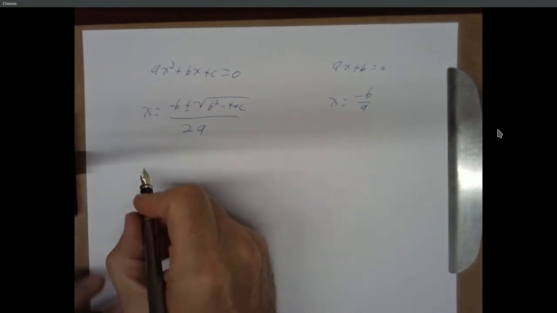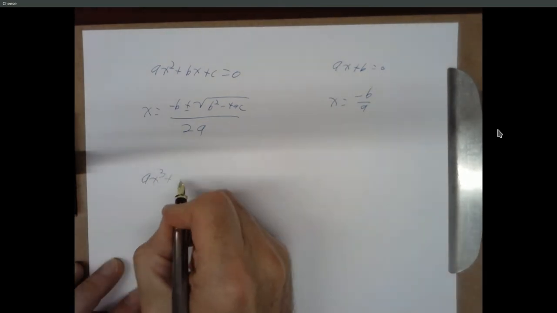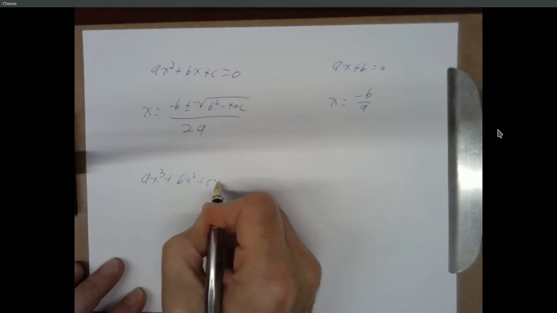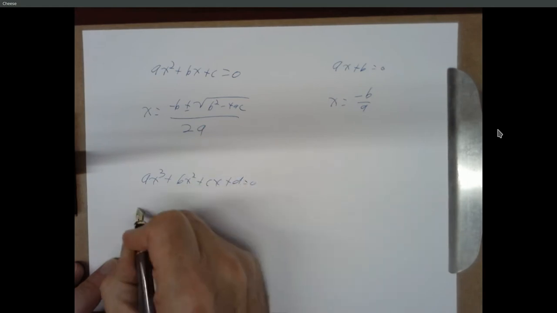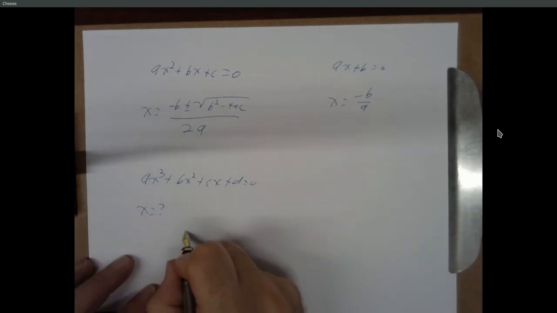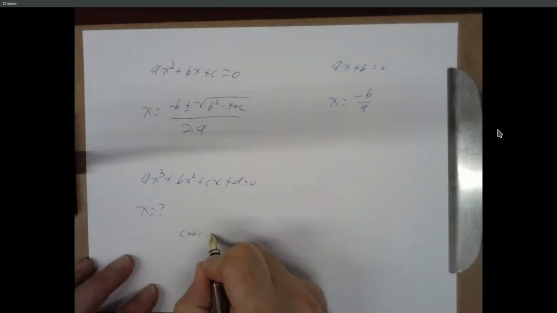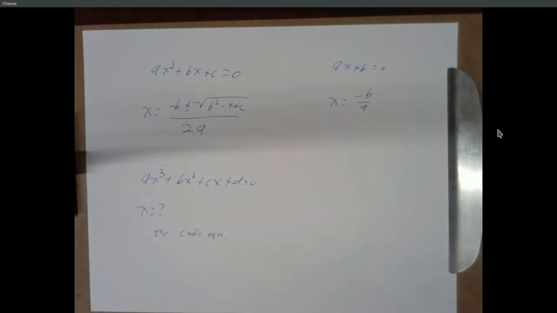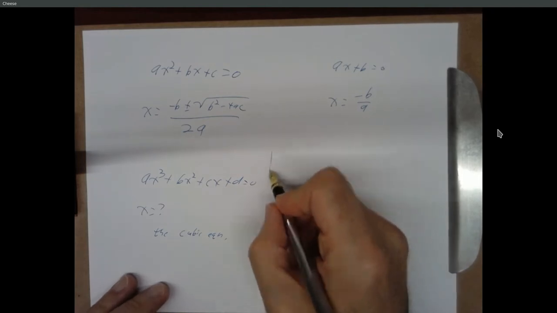Okay. Cubic equation. Is there a formula we can plug a, b, c, and d in and turn the crank and we get x's out that satisfy this? Yes. It's called, with the uninspired name, the cubic equation. Kind of like the quadratic equation, and that's been known for some time.